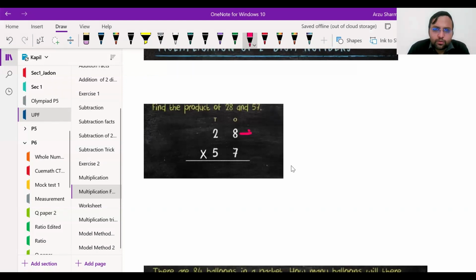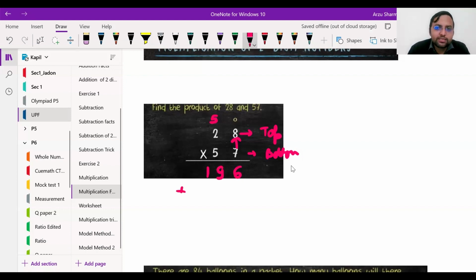So when we multiply two 2-digit numbers, let's call them top number and bottom number. We'll multiply the top number by the ones digit of the bottom number first. That means we'll multiply 28 by 7. 7 times 8 is 56. So 6, and then 5 will be carried over. 7 times 2 is 14. 14 plus 5 is 19.